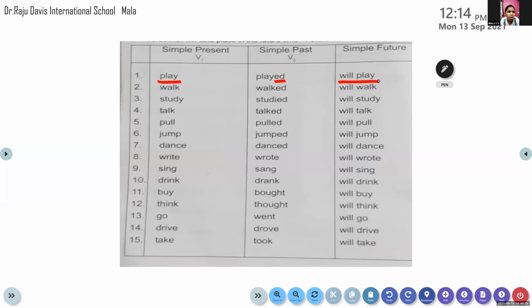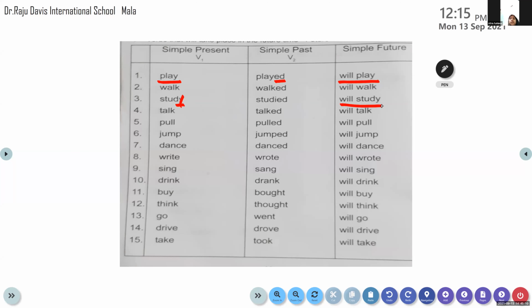Walked. We have added ed to it. And to indicate the future tense, it is will walk. Clear? Now let's move on to the third word, study. This word ends with Y. So what we have to do is take away the Y, add I, and add ed to it. So it is studied. Then the future tense is will study.